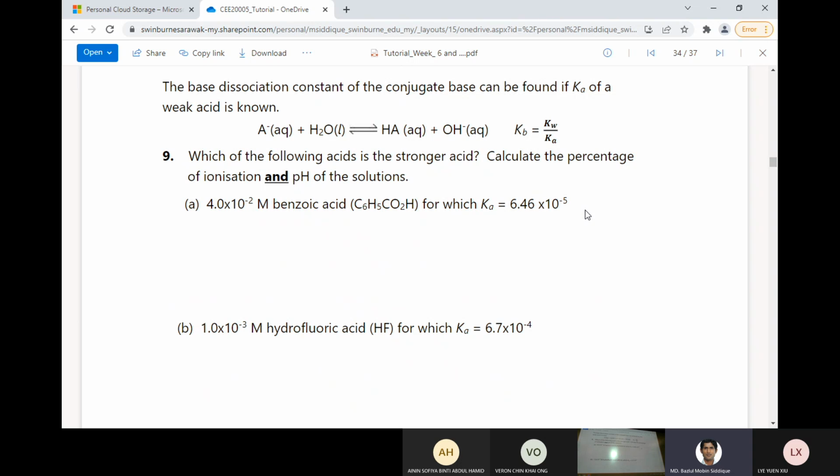Question number 9 says, which of the following acids is stronger acid? Calculate the percentage of ionization and pH of the solution. Benzoic acid, which has a Ka of 6.46 times 10 power negative 5, and hydrofluoric acid, which has a Ka of 6.7 times 10 power negative 4. Right? So which one is the stronger among these two? Percentage of ionization and pH of the solution.